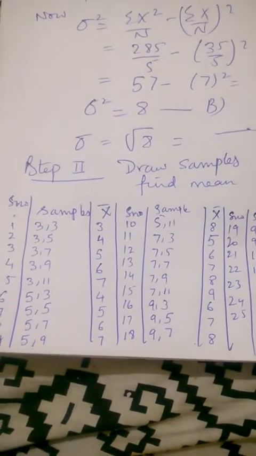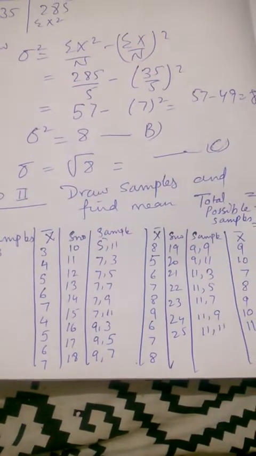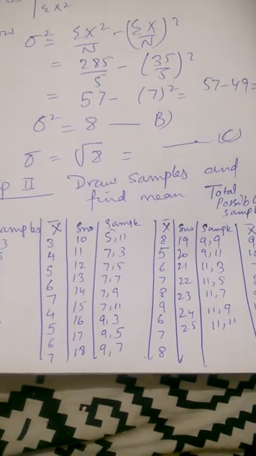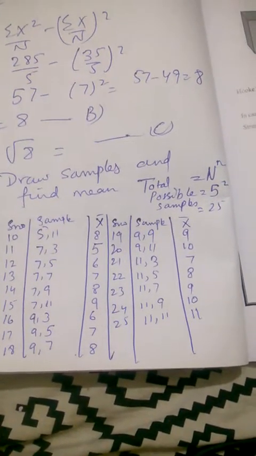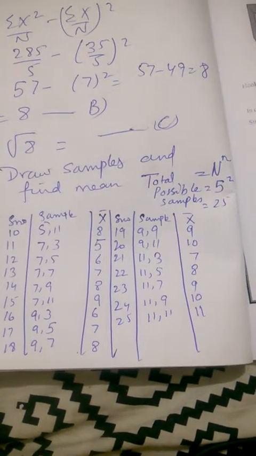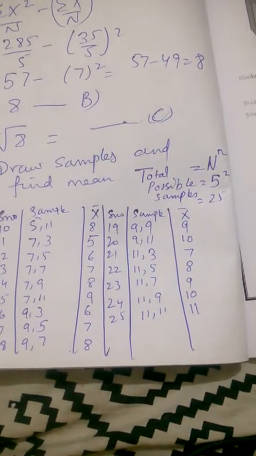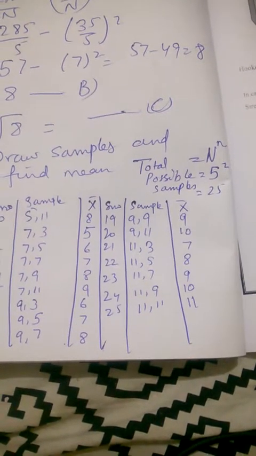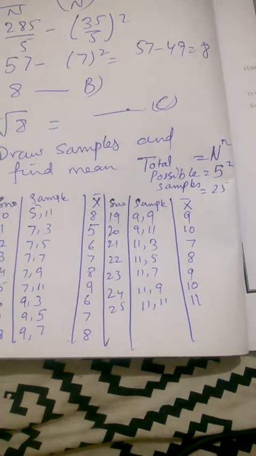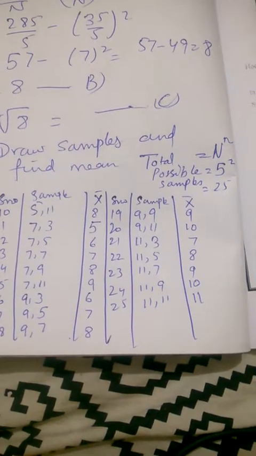Now, step 2 is to draw the samples from the population. As we had discussed in previous lectures, before drawing the sample, we have to find the total possible number of the samples, that is capital N raised to power small n. So 5 is the capital N, 2 is the small n. 5 square is equal to 25. You will have 25 samples.